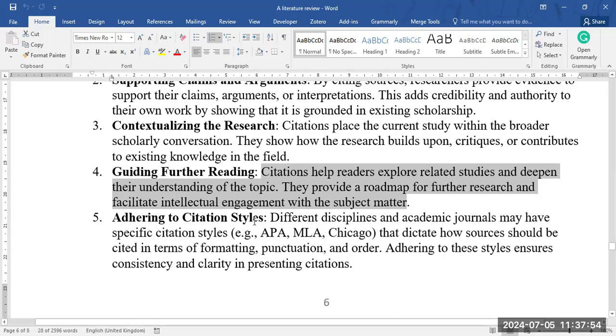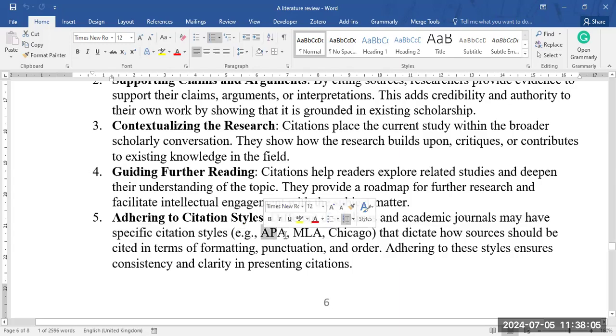According to the citation style, as I said, different disciplines and academic journals may have a specific citation style. So APA, American Psychological Association, then MLA, which is another one, and Chicago. These are some examples that dictate how sources should be cited in terms of formatting, punctuation, and order. Following these styles ensures consistency and clarity in presenting citations.